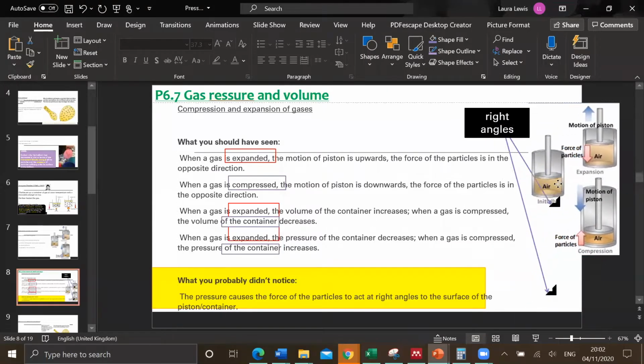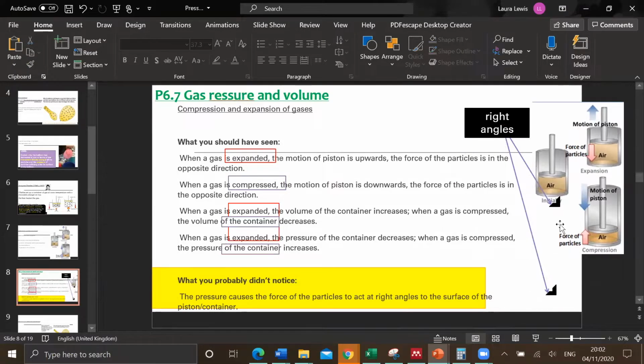Sorry, I'm just going to move that picture. I changed the format of the slide, and it kind of cut that word off. So let's read it again.